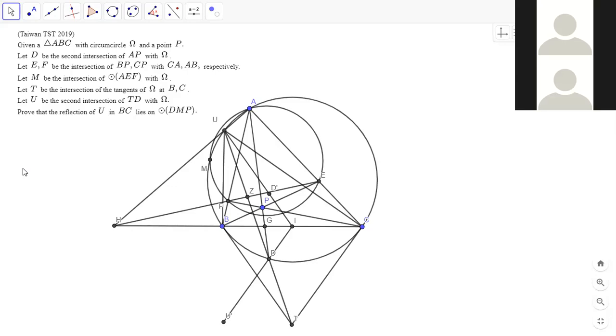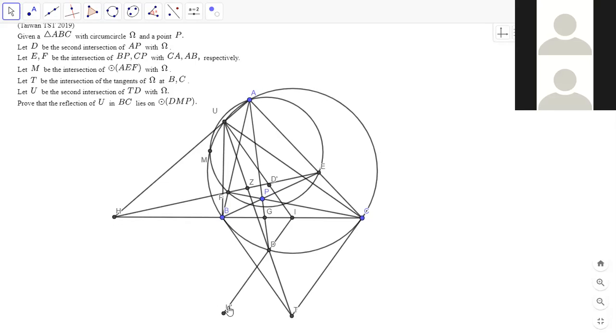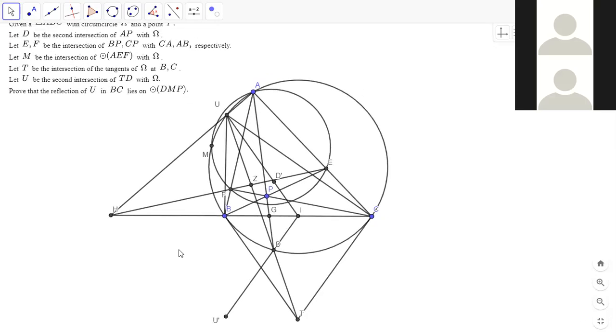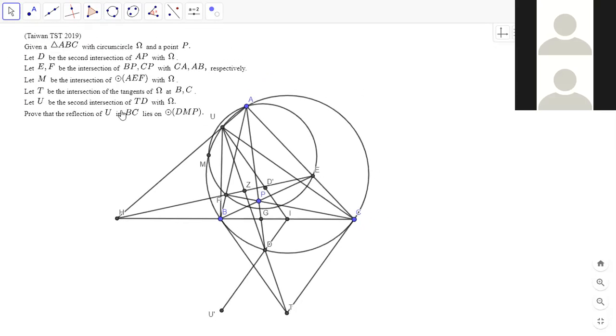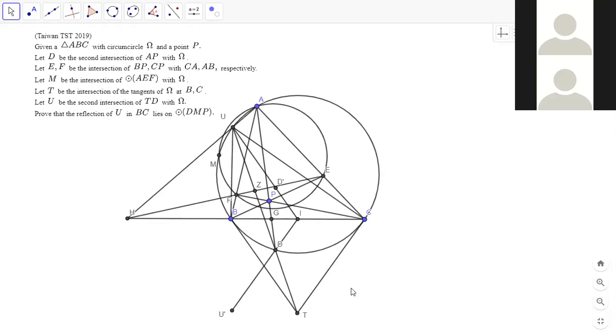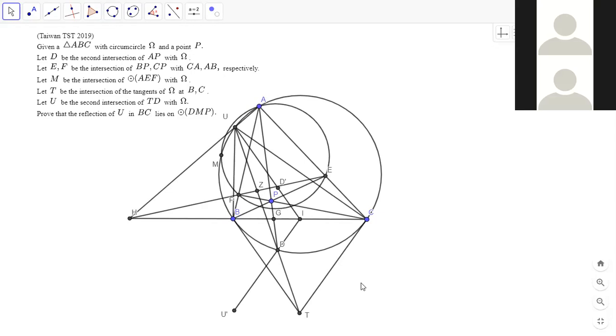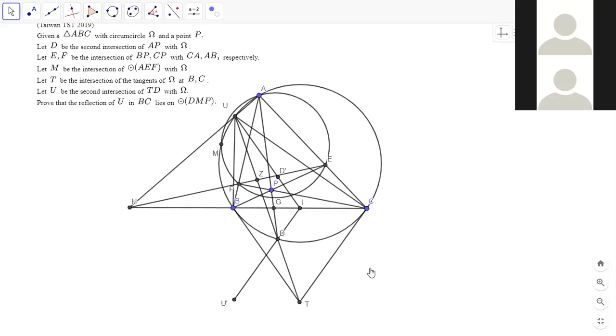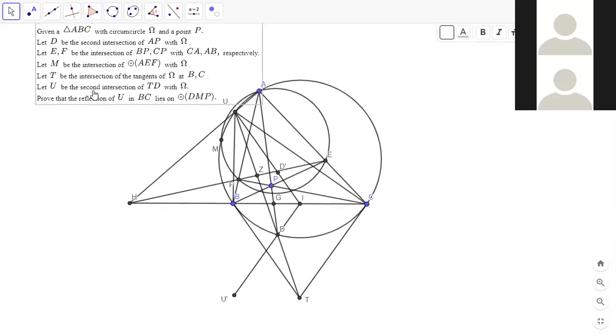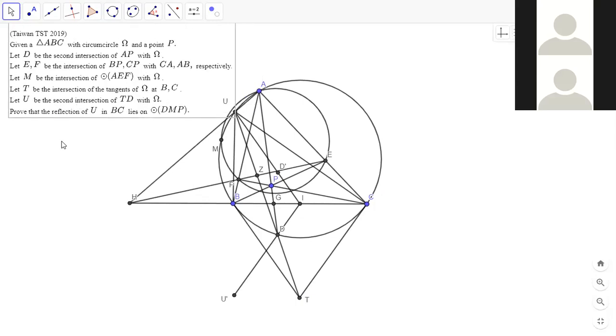I cannot see the U prime. Can you move the diagram a bit? Let me shrink, there we go. Can you see it now? Can you move it upside? Yes, I'll move it. Okay, that's nice. All right.